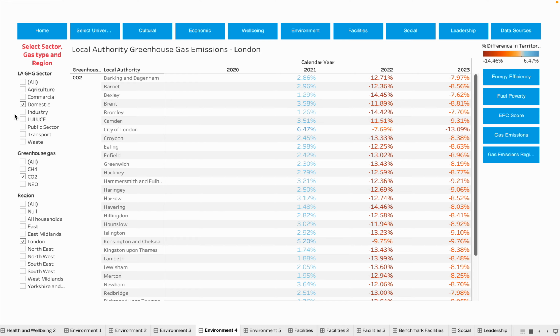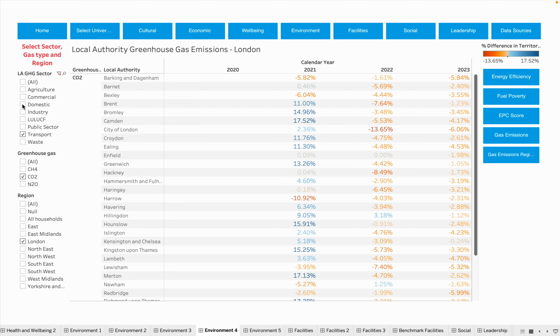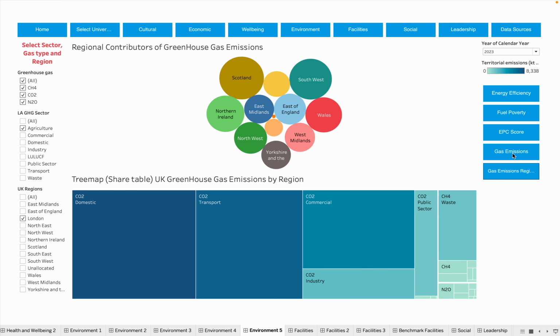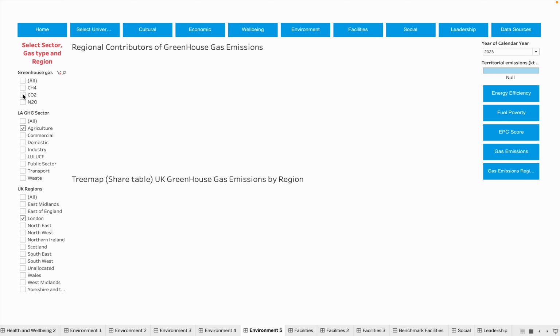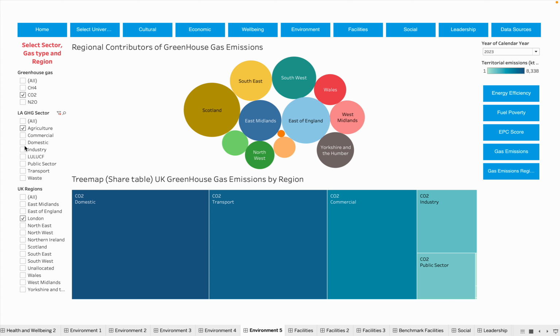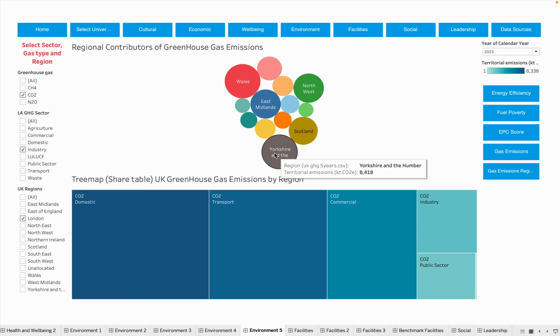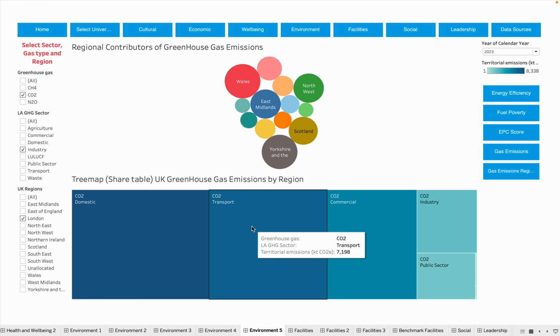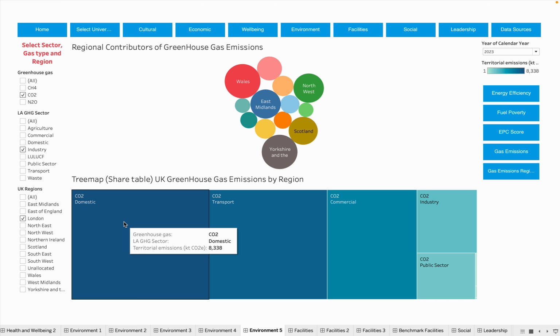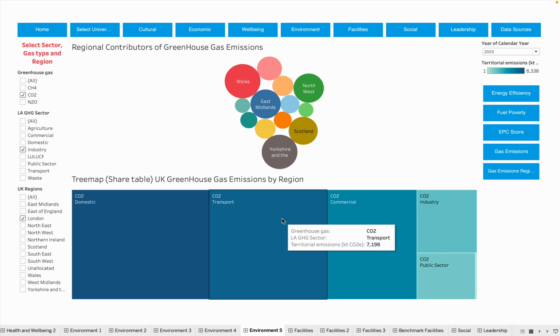And if I wanted to look at different things, if I want to have a look at transport, for example, again I can see what's happening in London. And there's a gas emissions region graph, and this is the exact same information as the previous one, but it's showing us the regional contributors. So if I want to see what's happening with carbon dioxide in industry, I can see the contributors by region. And here in the lower graph, I can see that the biggest contributor of greenhouse gas in London is domestic, and the next one is transport.